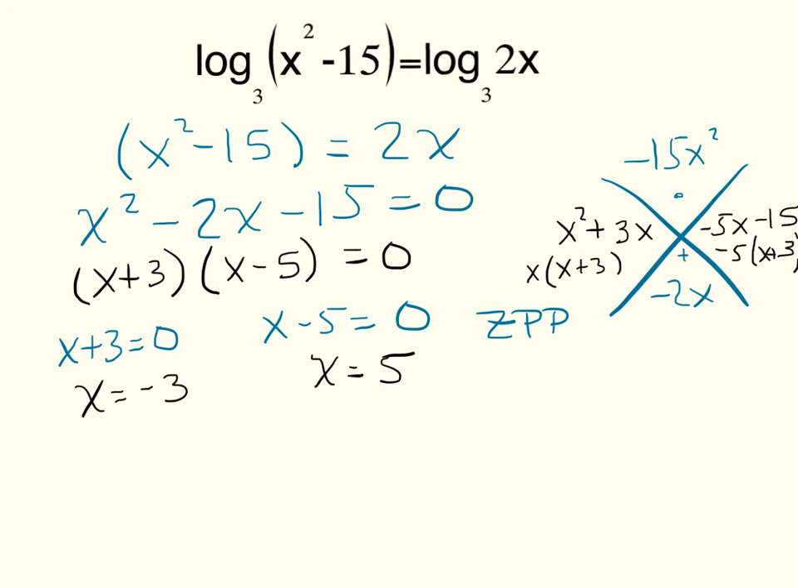The one to go to is always the one with a positive value, so x equals 5 will be the answer. We can't have a log of a negative number, so that one will be discarded. So our final answer will be x equals 5. Hopefully this helps. Keep in mind the domains can only be positive, so therefore x equals 5 would work.